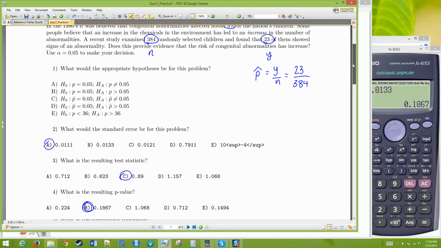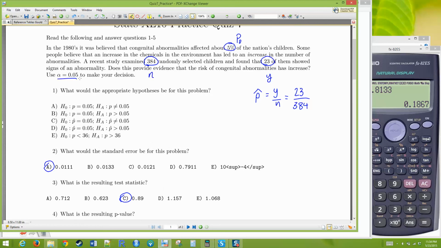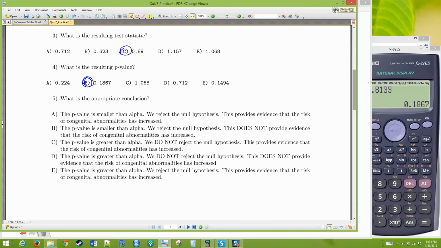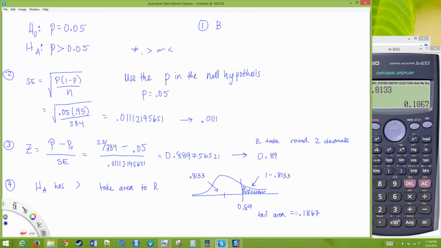So what is the appropriate conclusion? So we're going to take our p-value and compare it to alpha. Alpha is 0.05. Okay, and so at this point, our alpha is 0.05, and our tail area, or our p-value, is 0.1867. So we see that 0.1867 is greater than our alpha. So let me just put this over here. 0.1867 is greater than alpha, so that means we do not reject the null hypothesis. Okay, so that's going to be the first part of our answer.